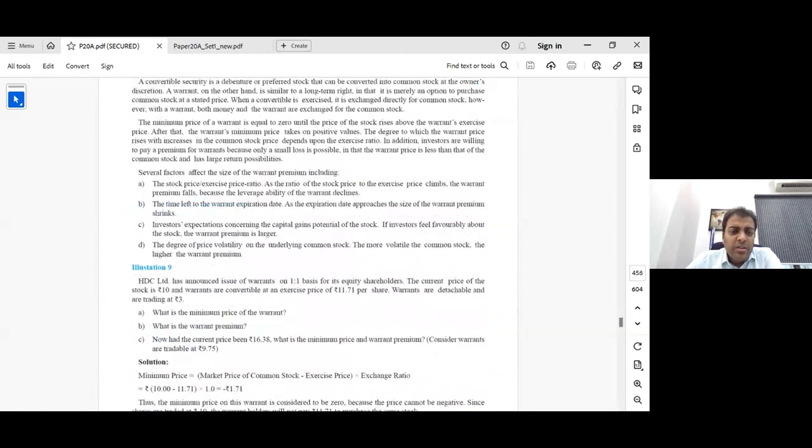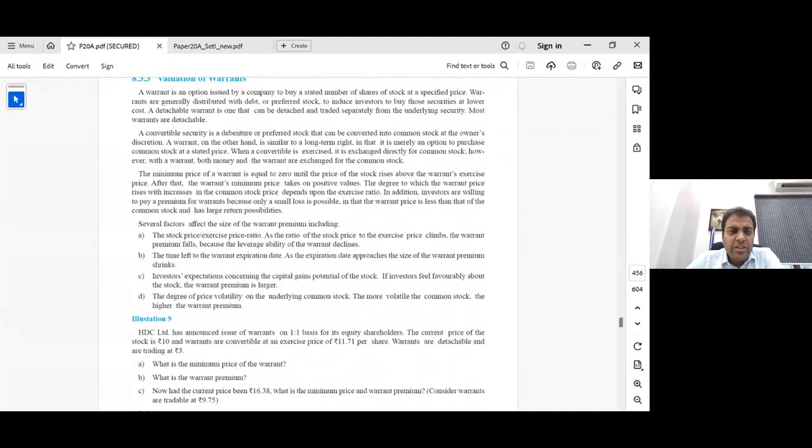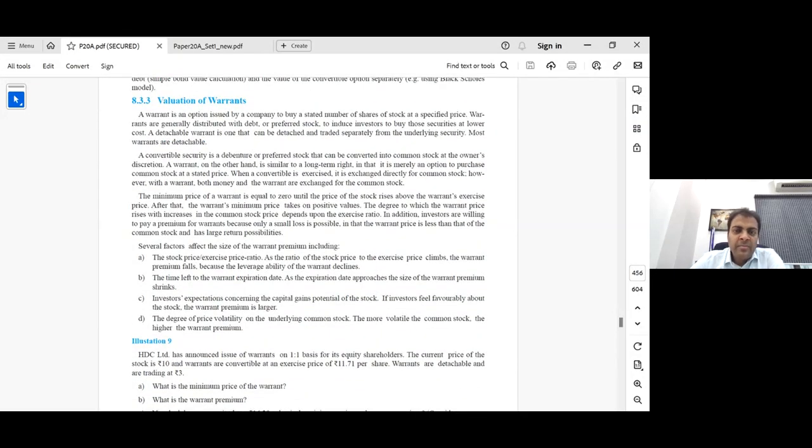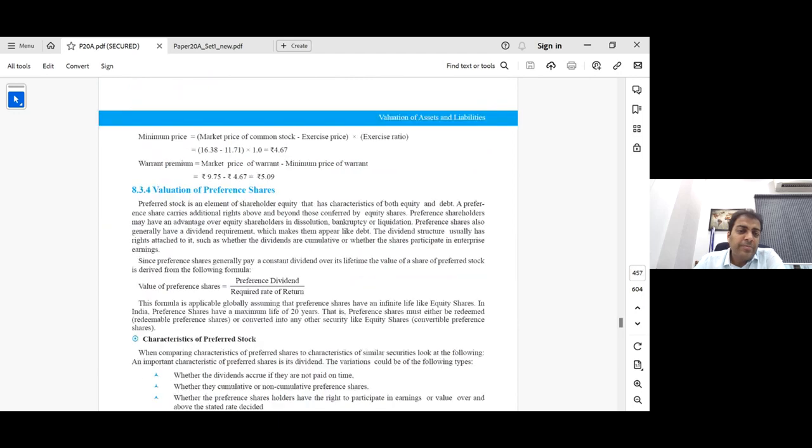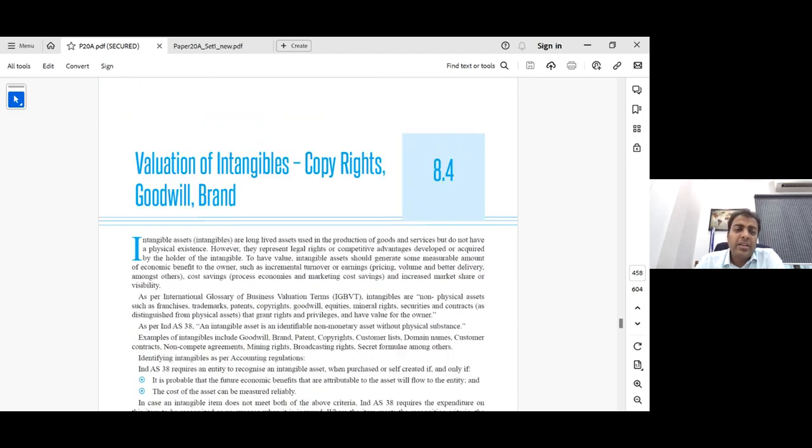Now moving on, you will have a small introduction to warrants. What are these and how are they valued? Warrants are very similar to, I mean, it's a quasi equity. It gives the warrant holder the right to buy the shares of the company. And then you move into the preference shares, which are very similar to equity.